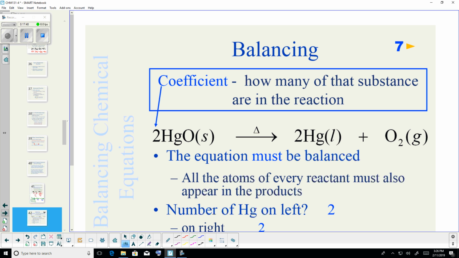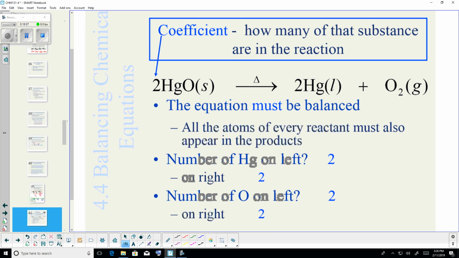So the coefficients show how many moles of that substance have to be in the reaction, and it must be balanced. So all the atoms you start out with, you have to end up with. They just don't go away somewhere. So here we have 2 mercury on the left, 2 mercury on the right. 2 oxygen, the 2 multiplies everything in the compound. So 2 oxygen here. We have 2 oxygen here. So we got the same on both sides. So that's balanced.